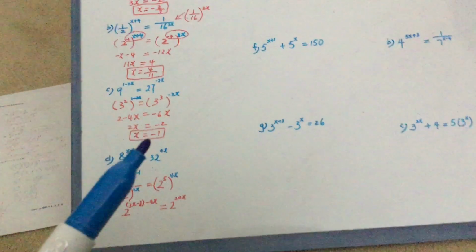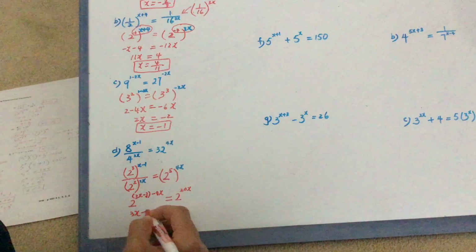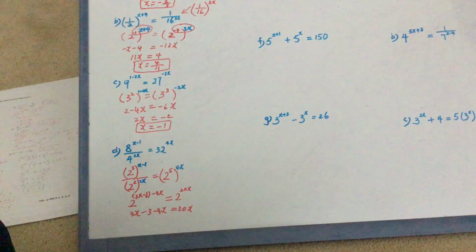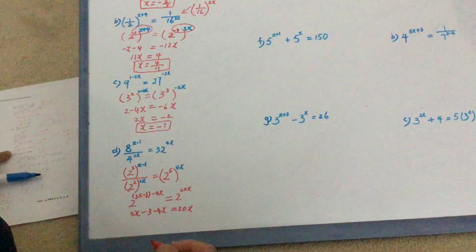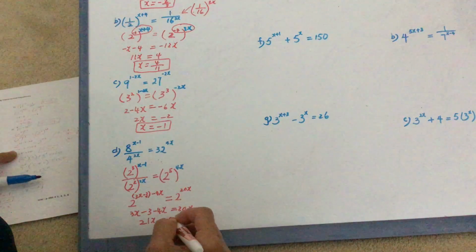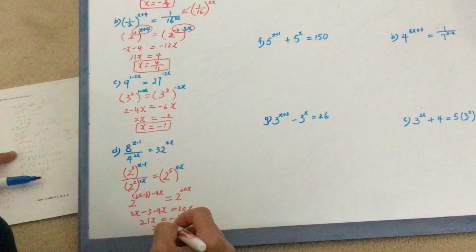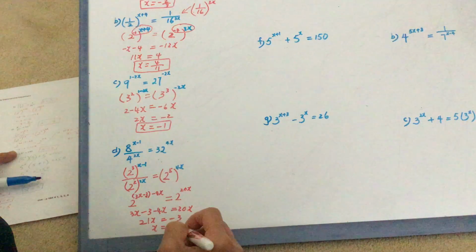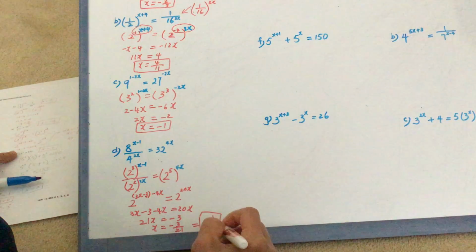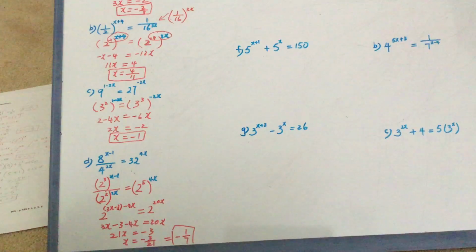And the exponents, when you collect all the exponents, you should have 3x minus 3 minus 4x, that's equal to 20x. Okay, and when you look at all of this, at the end you should end up with 21x equal to negative 3. So x must be equal to negative 3 over 21, and then you reduce it to negative 1 over 7. Okay, so this will be your final answer for D.